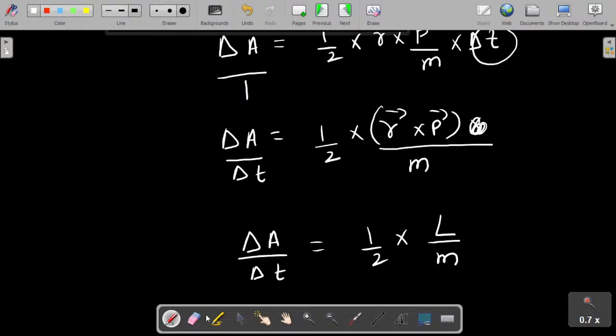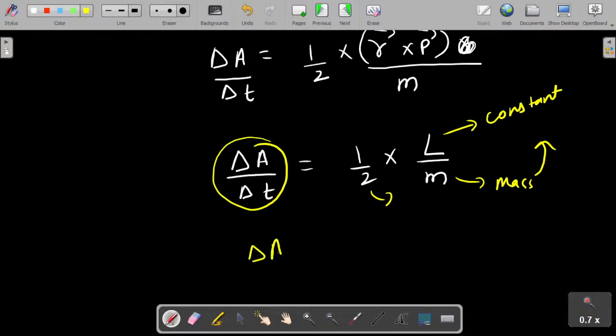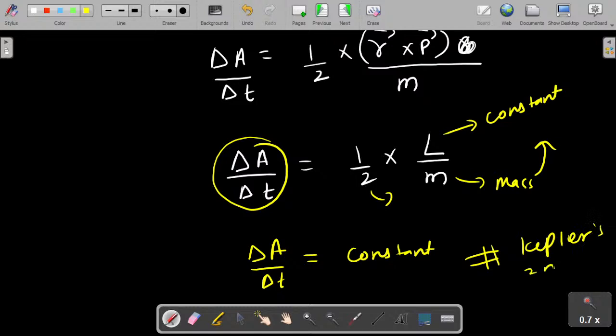So everything is constant here. 1 is also constant. L is constant, already I discussed in the previous section. Mass is also constant. And 2 is also constant. So overall this whole value becomes constant. That is, delta A by delta T is equal to constant. It means this is the second law. This is Kepler's second law, which represents that every planet sweeps equal area around the sun in equal interval of time.